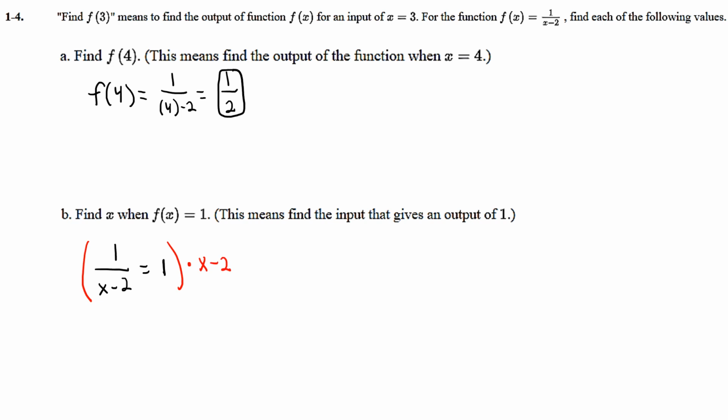So the x minus 2's cancel on the left, leaving me with 1. On the right, we take 1 times x minus 2, which gives you x minus 2. And then we're going to add the 2 on the right to the left. So 1 plus 2 is 3. So x is 3. That means that when I take f of 3, that should give me 1.